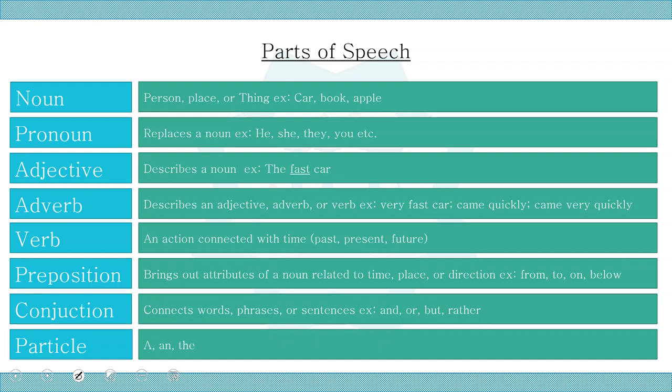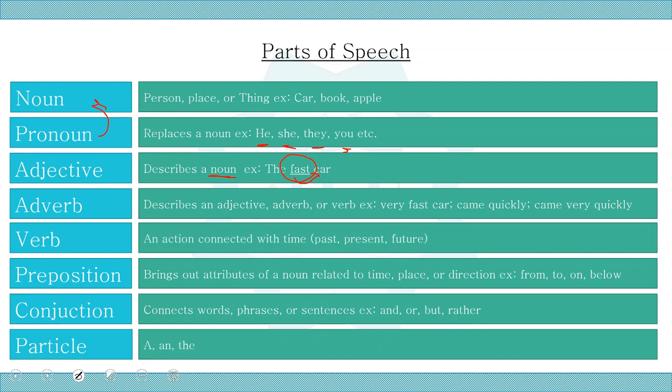So in the English language, which is a basic review, you have nouns, which are persons, places, or things. Car, book, apple, those are nouns. Then you have pronouns. Pronouns include he, she, they, you. These are basically words that replace nouns. Then you have an adjective. An adjective is a word that describes a noun. The fast car, right? The fast is the adjective and is describing the noun, which is car.